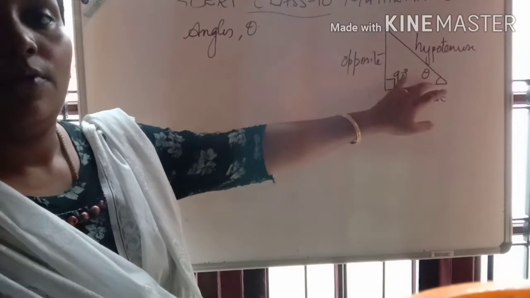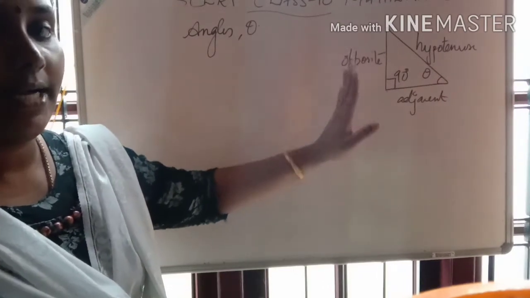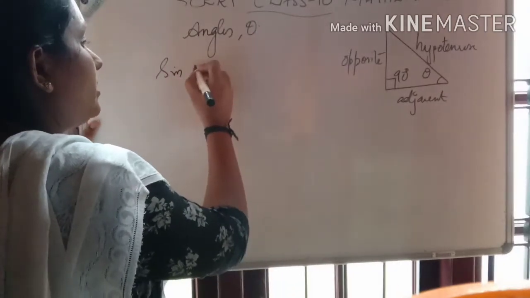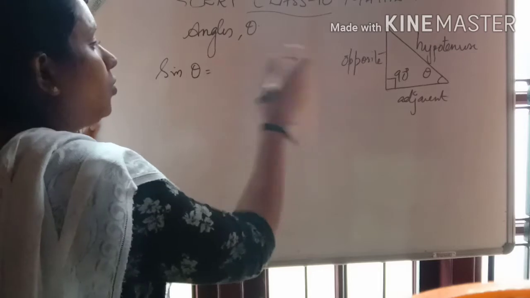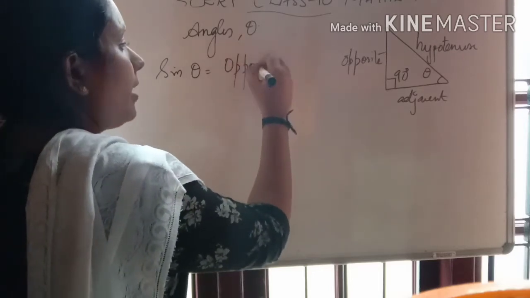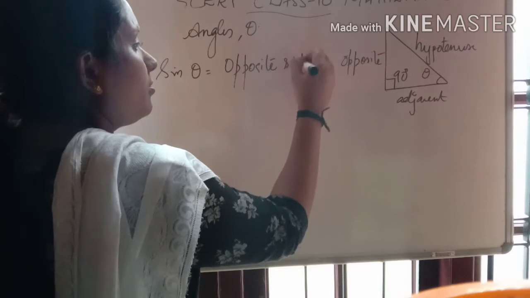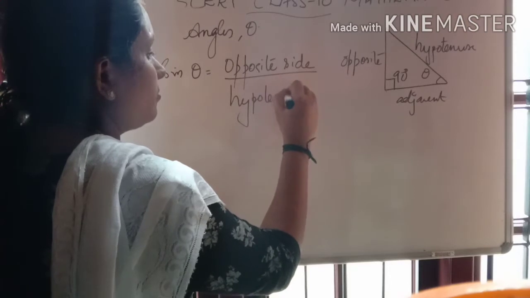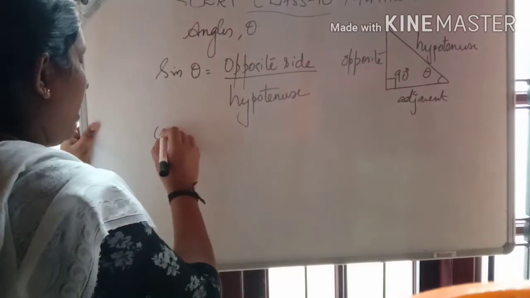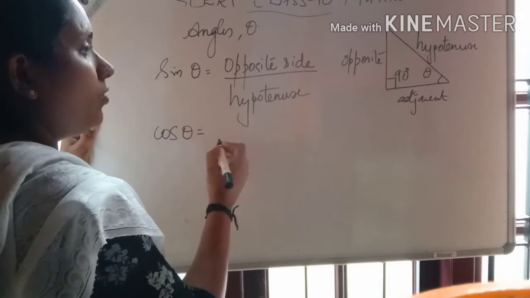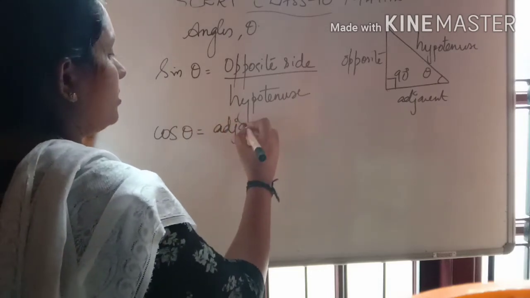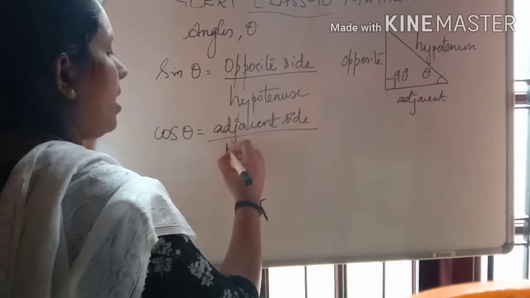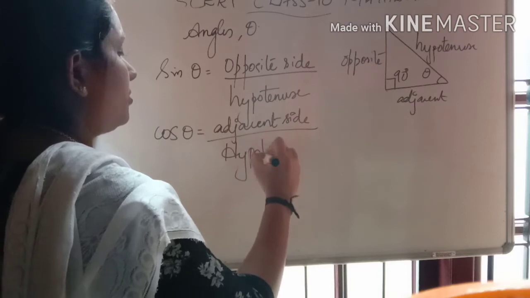From this, we can find out sin theta, cos theta and tan theta. This is the theta. Sine of the angle theta will be equal to opposite side by hypotenuse. Next, cos theta will be equal to adjacent side by hypotenuse.